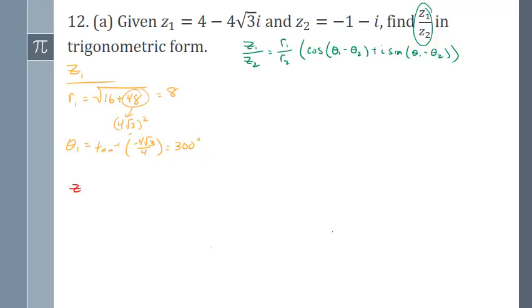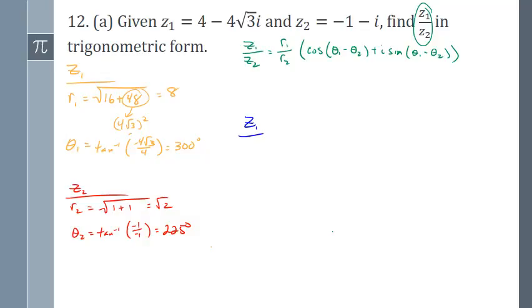I'm going to do the same thing for z2. So I have an r2 of the square root of 1 plus 1, which is radical 2. And theta 2 is equal to the inverse tangent of negative 1 over negative 1, which is going to be 225. So again, be careful. I didn't explain it here, but for both of those, the calculator is going to give us a reference angle. We need to make sure we're in the correct quadrant to get the correct angle. So now we can plug everything in.